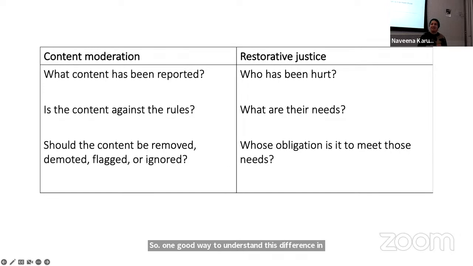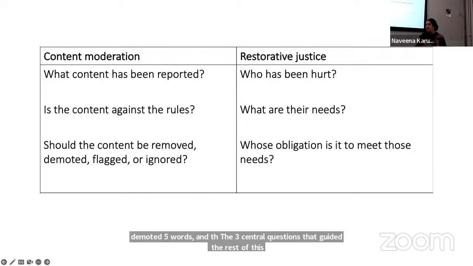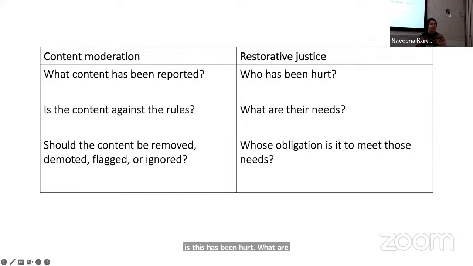So one good way to understand this difference in spectrum is to think about the three central questions that these different groups ask. And with moderators, it was, what content has been reported? Is the content against the rules? And should the content be removed, demoted, flagged, or ignored? And the three central questions that guided the restorative justice practitioners were, who has been hurt, what are their needs, and whose obligation is it to meet those needs? So you can already see a difference in where the intervention is happening. So those were the three main axes. So the goals, the mechanisms that we use for action, and the locus of intervention.